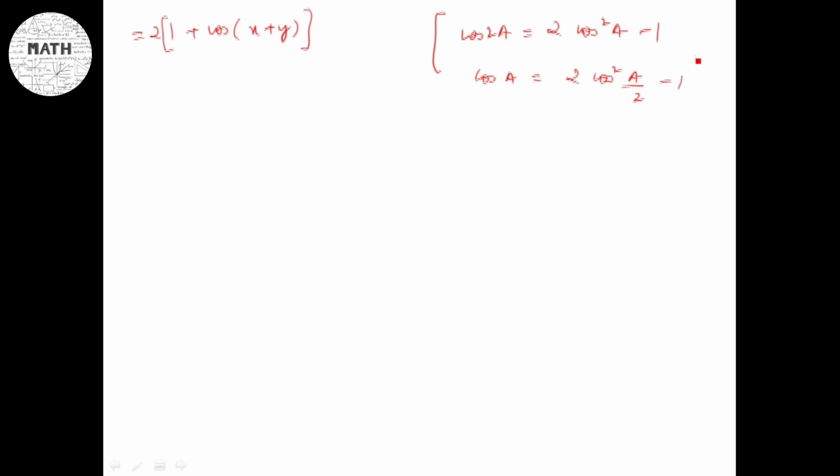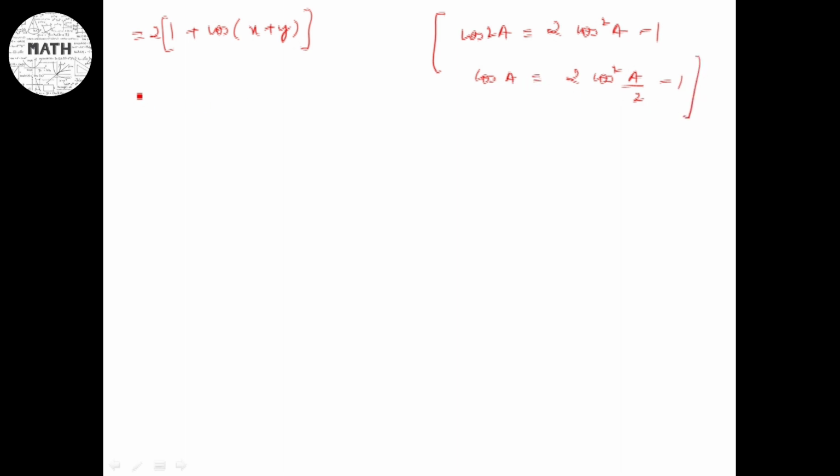Okay, let me go to the next page. So I got the answer here, 2 bracket 1 plus cos x plus y. Before I go any further, the first formula which I'm going to use is cos 2a. What will we get? I'll get here 2 cos square a minus 1. If cos 2a is this one, then it will be only cos a. Your cos a will be 2 cos square a by 2 minus 1.